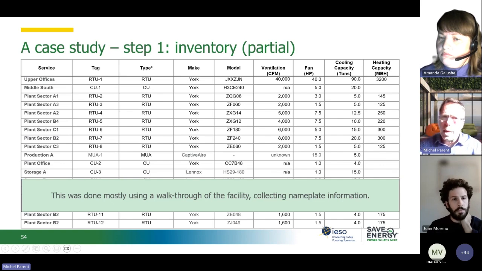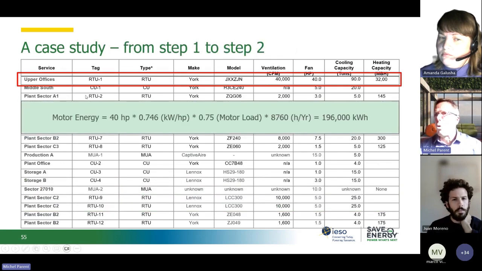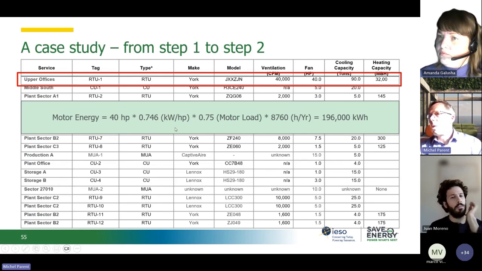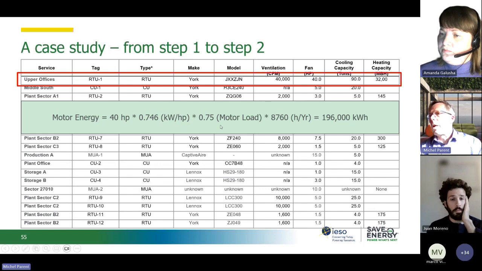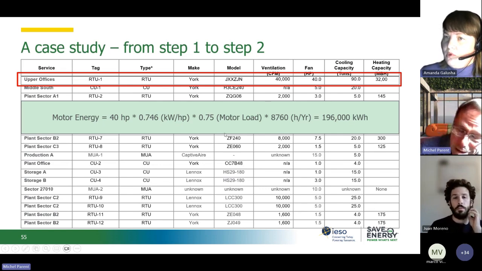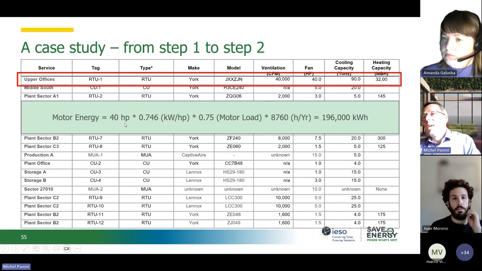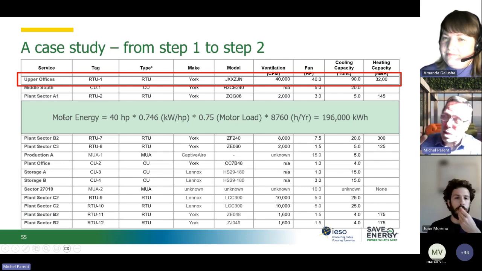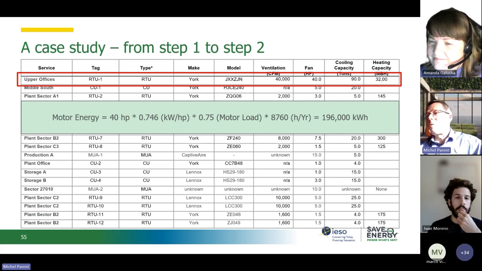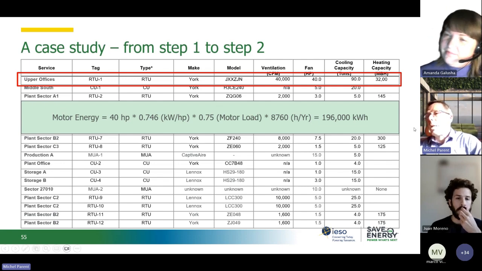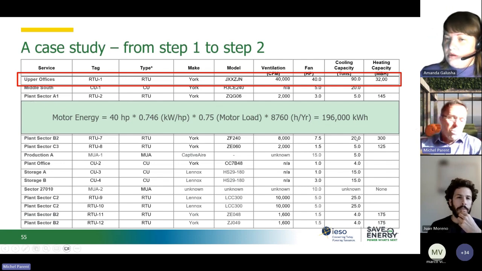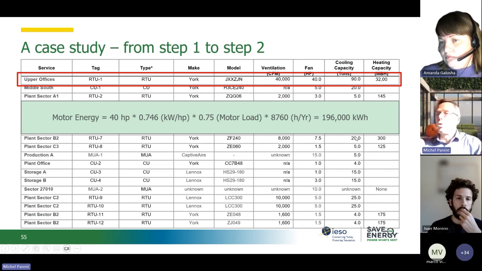Second step is apply the equation. So the motor energy, I've got a 40 horsepower fan, 0.746, 0.75, and actually I forgot to multiply by 1.73. No, that one's correct. Sorry, it's not amps and voltage, it's horsepower. So that would be the equation that we saw before. Most of you would be very familiar with that. You do it for all the lines. That's okay for a constant flow system.